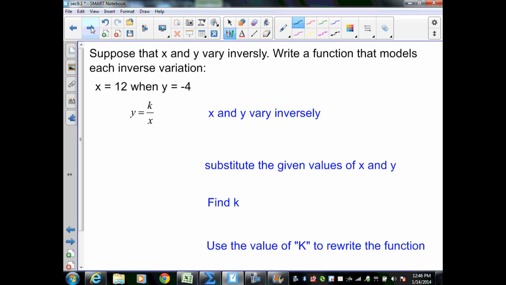I want to follow the same procedure on my second example. Here I have y equals k over x, and my given values of x and y are 12 and -4. Substituting the given values, I have y equals -4 equals k over x, which is 12. I want to find k, so when I solve, I multiply by 12 on both sides. That gives me k equal to -48. And when I substitute back in, y equals k, which is -48, over x.